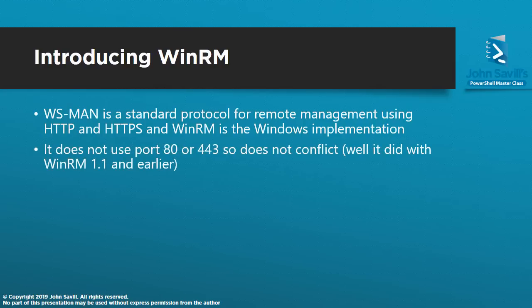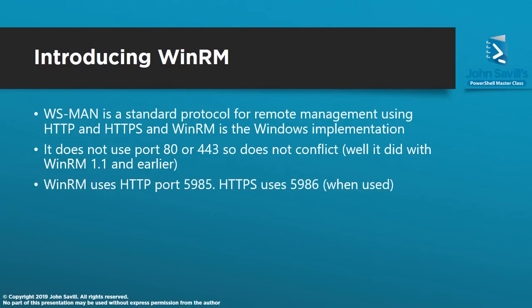Although it's operating on HTTP and HTTPS, it doesn't use port 80 or 443. I mean, it did in the very early versions, but it doesn't anymore, because when it operated on the standard ports, it would conflict with other services. If I was trying to run a web server on that box, well, it would clash with WinRM. And so WinRM by default will use port 5985 for HTTP, 5986 for HTTPS if you enable it. HTTPS is not enabled by default.